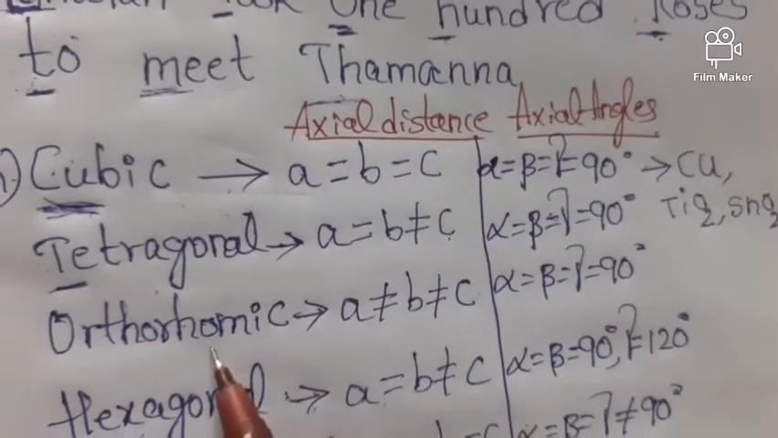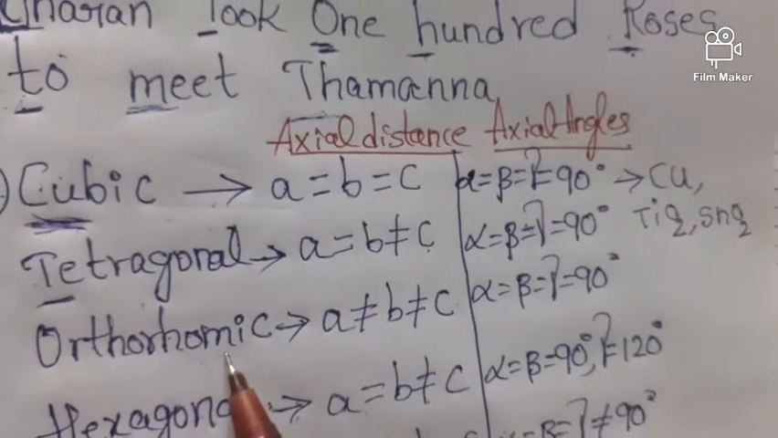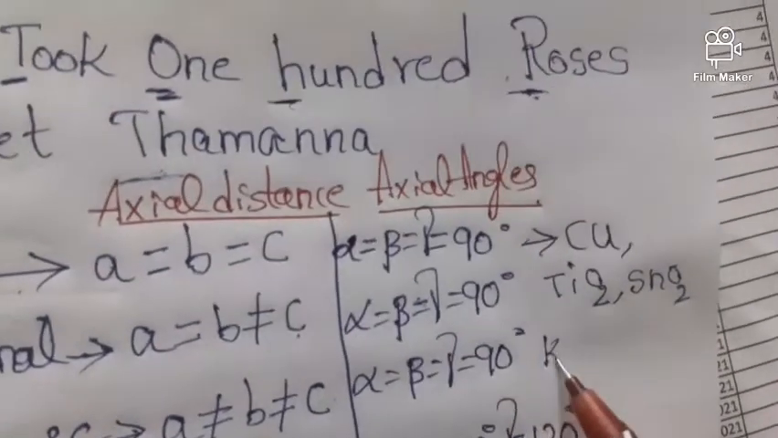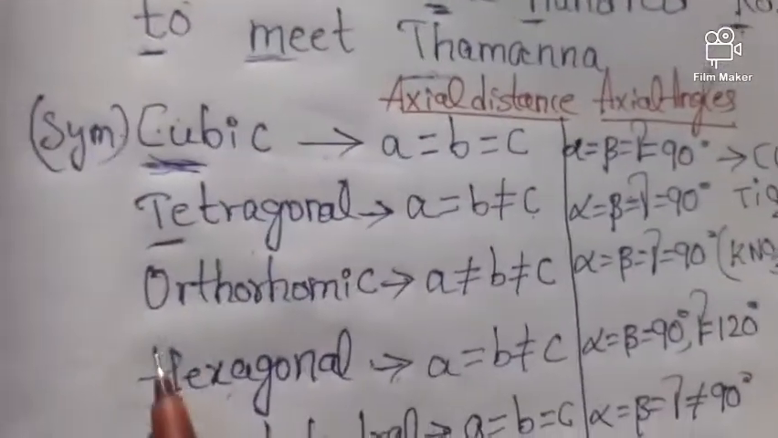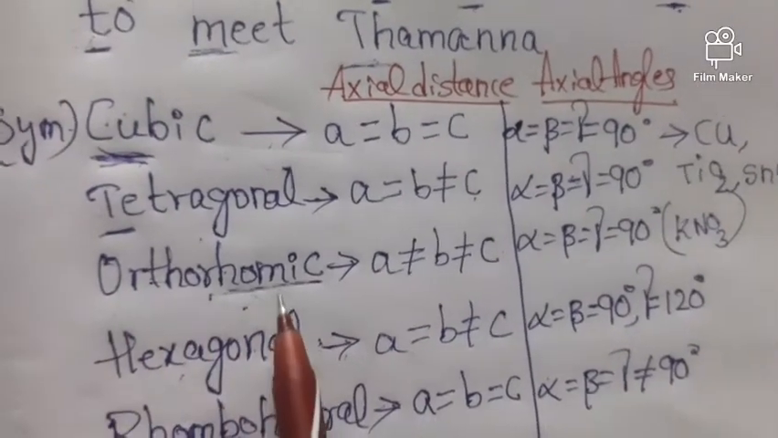Next, orthorhombic. The example for the orthorhombic is what? Rhombic sulfur, and potassium nitrate. Try to remember the rhombic sulfur, friends. Rhombic sulfur comes under the orthorhombic crystal system.